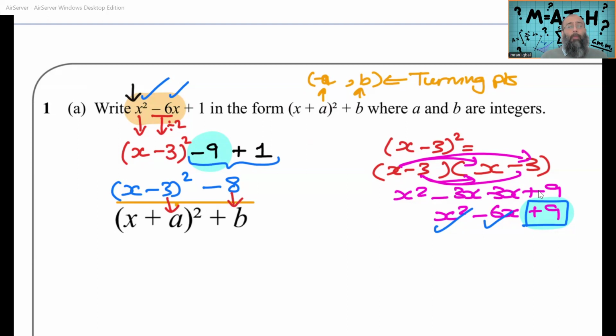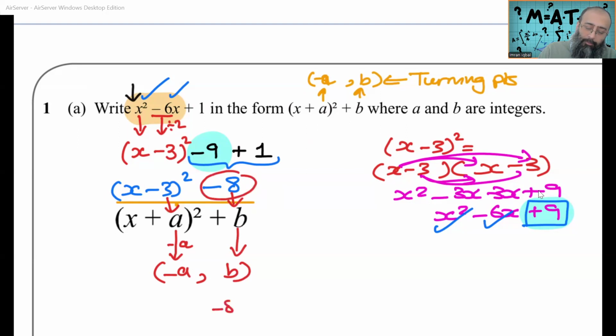Now remember, our a value is -3. We have to minus the a value, and that gives us our coordinates for our turning point, and we just copy down the b value. So the b value is -8. That gets copied down. The a value currently is -3 in the bracket.